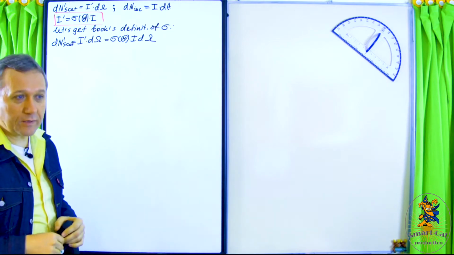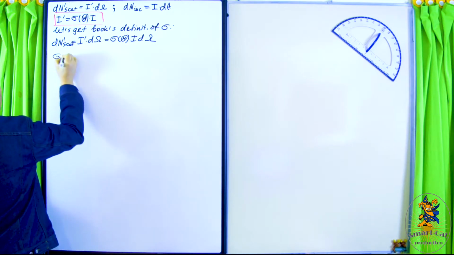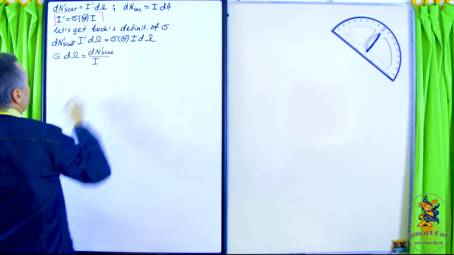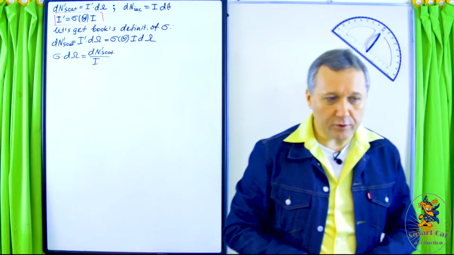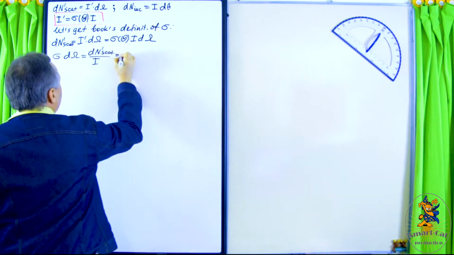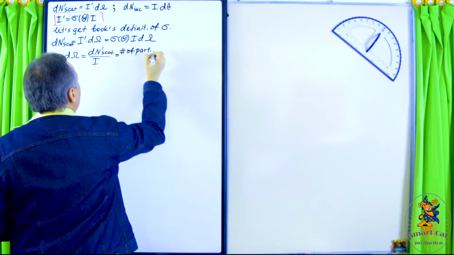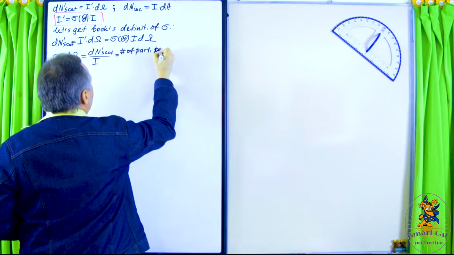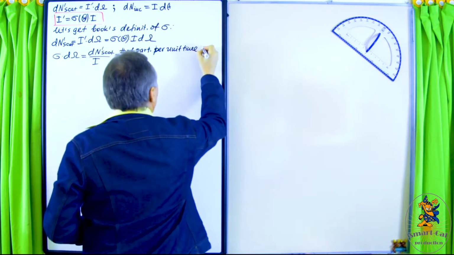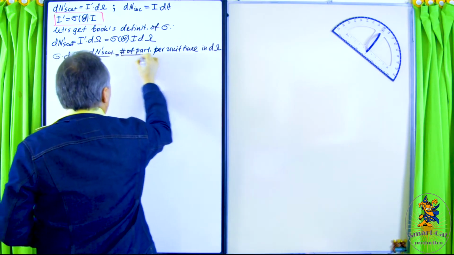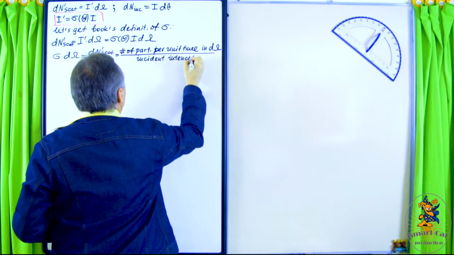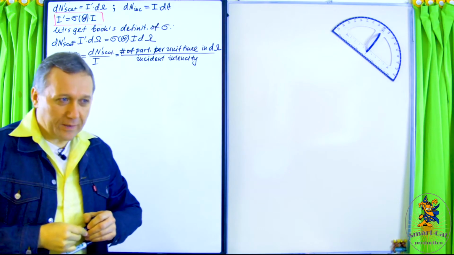Now let's just rewrite it in the proper form. I will write sigma times d omega, and then it will be dn prime scattered divided by incident intensity. So that's how the book defined differential cross-section sigma. And of course, Goldstein wrote it in words: it's the number of particles per unit time in d omega, divided by the incident intensity.